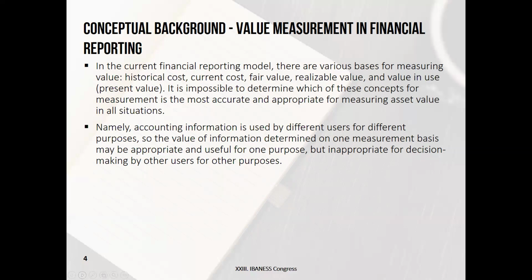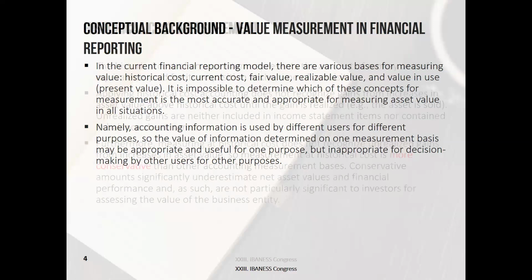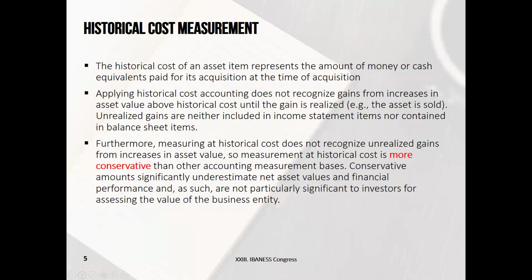In the following slides, I will briefly explain the two most important bases for measurement in accounting: historical cost and fair value. So historical cost records assets at acquisition prices without recognizing unrealized gains until realization, that is, sale. It's considered conservative because it undervalues assets relative to market conditions. While reliable due to transaction-based evidence, historical cost information may lack relevance for investors seeking current asset valuation.